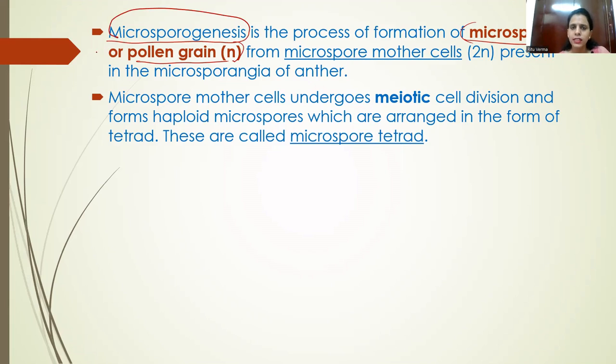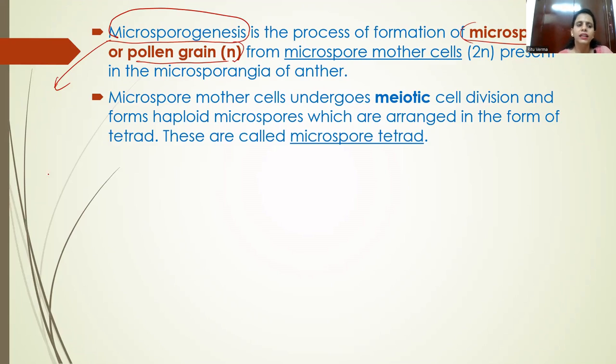One question which is asked in the exam is, where does the process of microsporogenesis take place? Or what is the site for the process of microsporogenesis? It occurs inside the microsporangium of the anther of the stamen, the male reproductive part of the flowering plant.